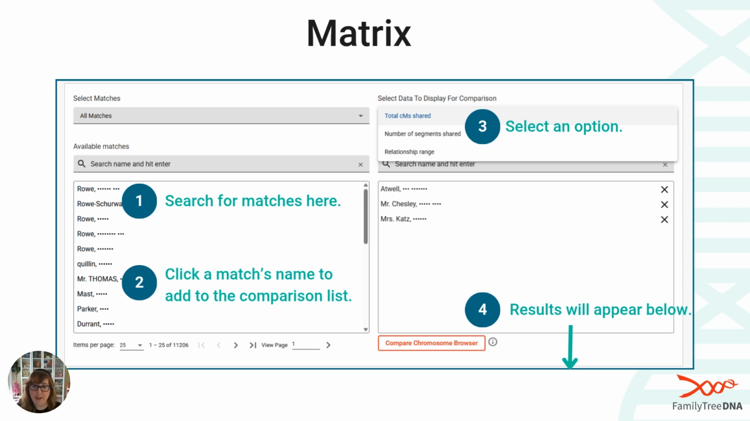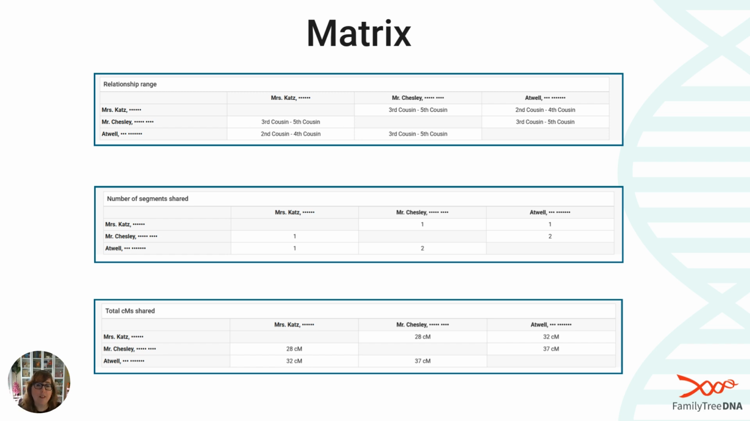On the previous screen, 3 out of the 7 shared matches we started with overlapped on the same segment on chromosome 9. The matrix is going to help us find out more about how those 3 matches match each other. In the top half of the page, add those 3 matches to the list for comparison and select which data to display for that comparison. There are 3 options for the comparison.